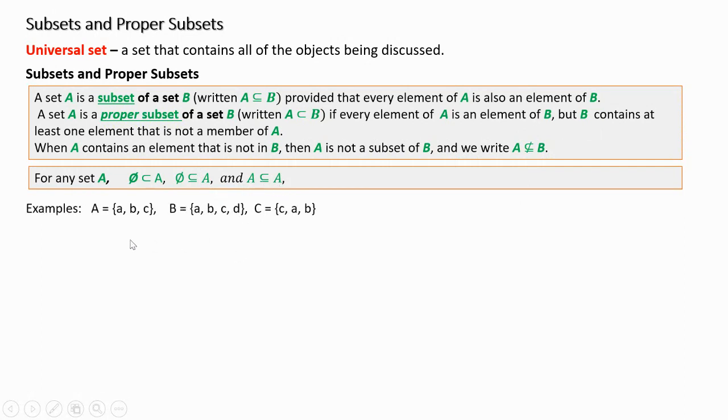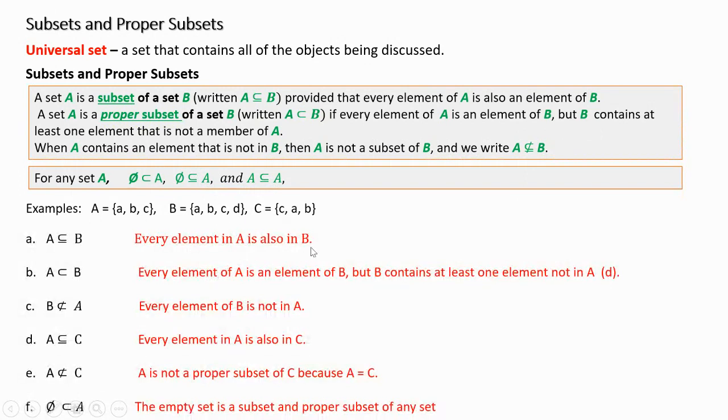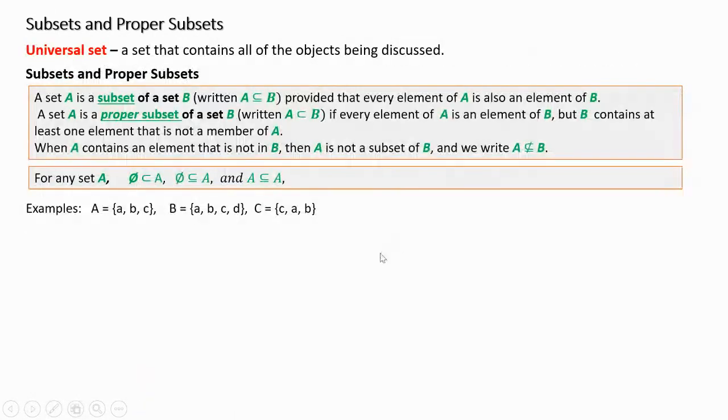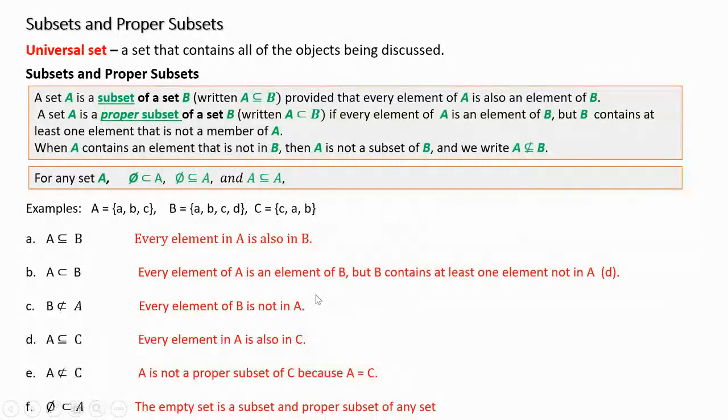Okay. Examples, we have set A is {A, B, C}. Set B contains the elements A, B, C, D. And set C contains the elements C, A, B. Okay, so let's answer the following questions. Here's how you read it. A is a subset of B, right? Because every element in A is also in B.